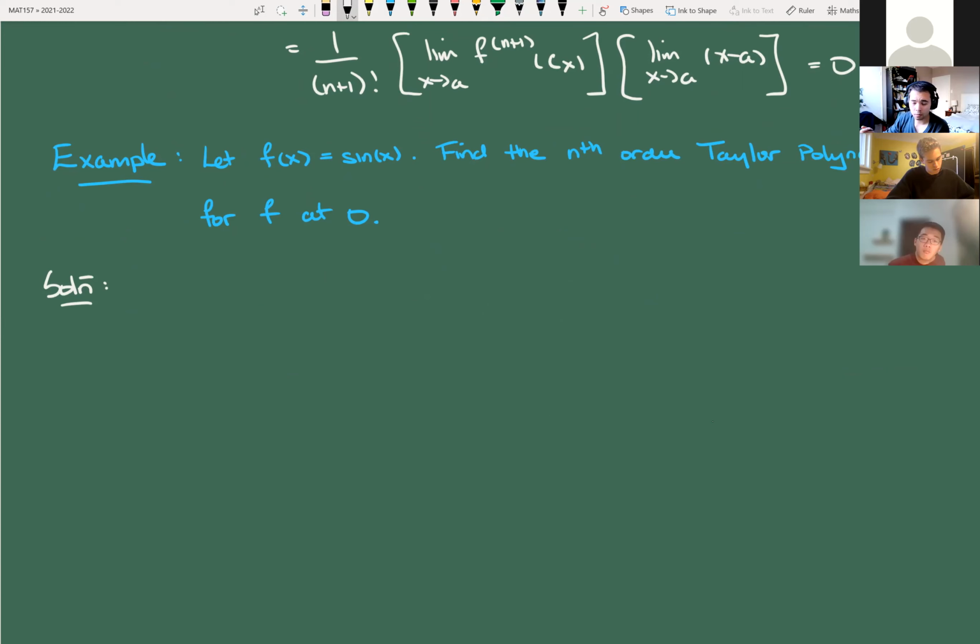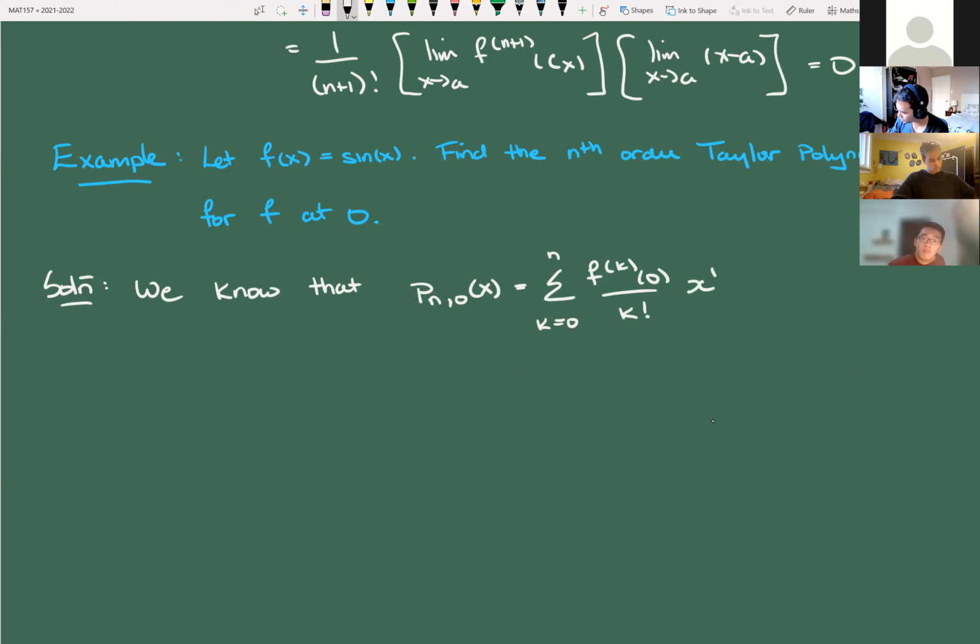We know exactly what the expression for the Taylor polynomial is, right? So we know that P_n at 0 of x is going to look like the sum from k equals 0 to n, f to the k at 0 divided by k factorial x to the power of k, right? Because a is 0 in this case, so we get a lot of nice cancellation. And so the only thing that we need to do in order to figure this out is figure out what the kth derivatives are, right?